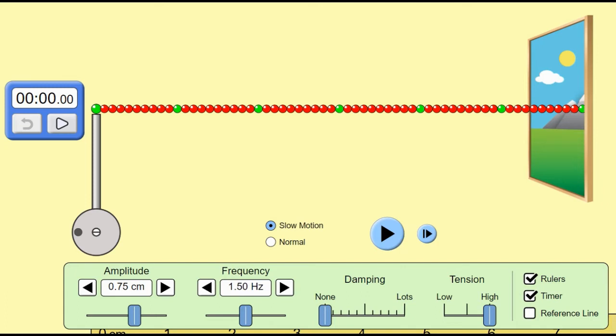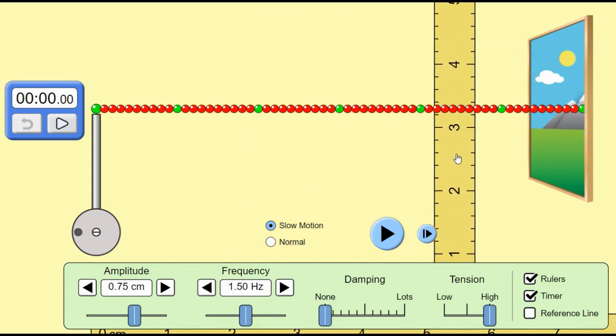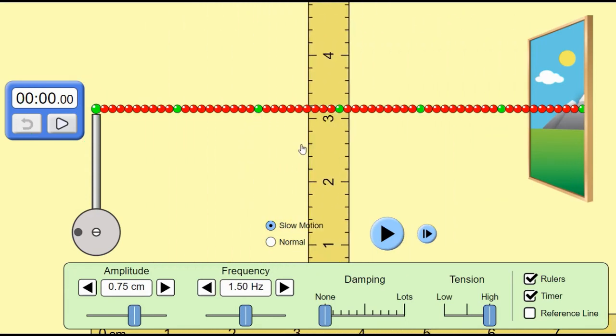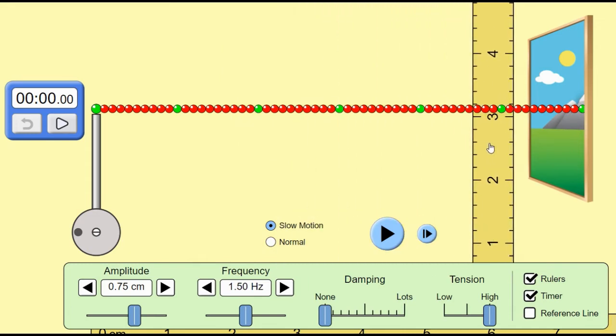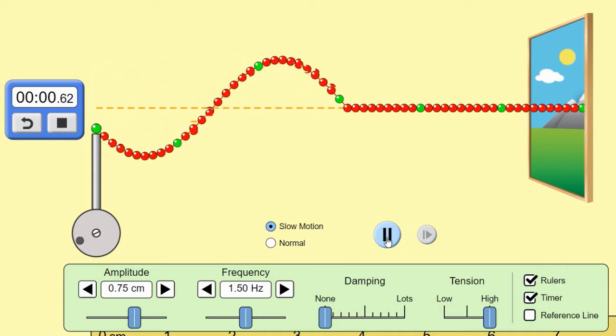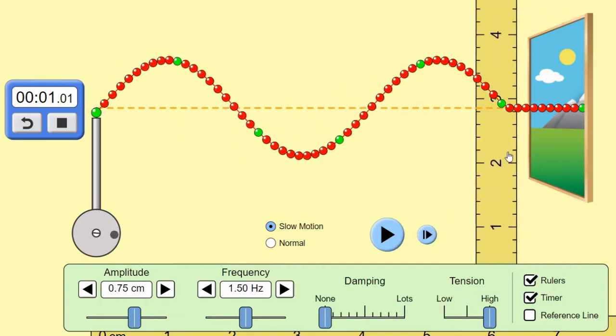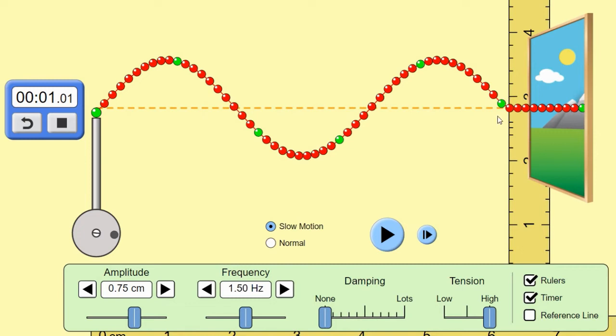So I've got the speed set to slow motion to make this a bit easier, and I'm going to use the stopwatch on the left to time 1 second, and I'm going to use the vertical ruler to mark the furthest point that the wave gets to, so how far it travels in 1 second. Okay, here we go, and I'll stop it there. Well, that's pretty close. Now I'll just drag the ruler in, so that's as far as it reached in 1 second.